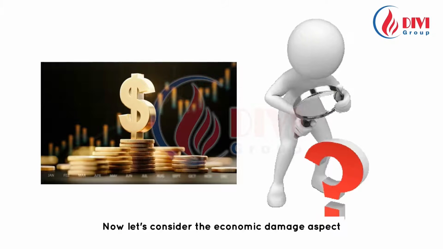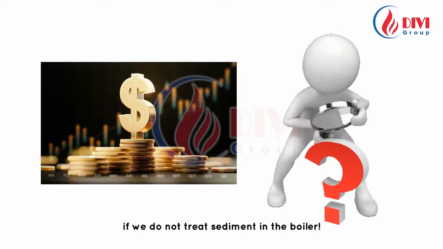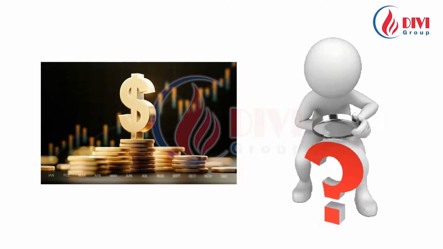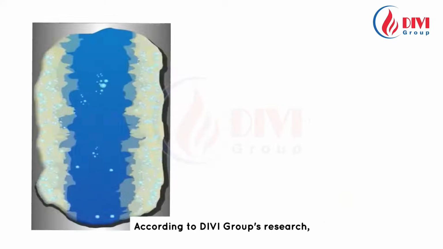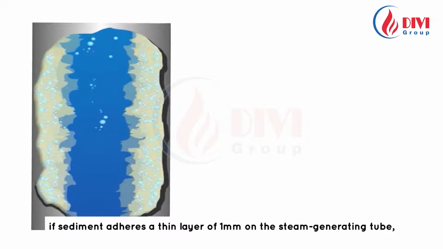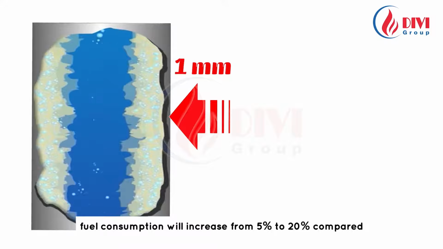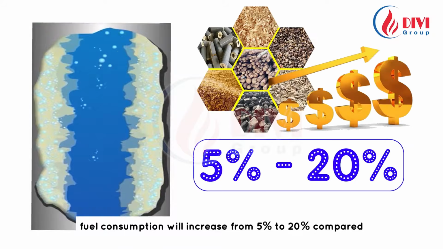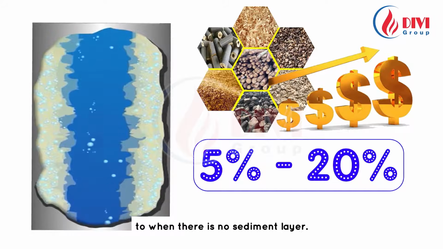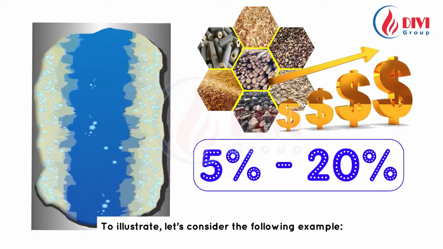Now let's consider the economic damage aspect if we do not treat sediment in the boiler. According to DIVI Group's research, if sediment adheres a thin layer of 1 mm on the steam-generating tube, fuel consumption will increase from 5% to 20% compared to when there is no sediment layer. To illustrate, let's consider the following example.